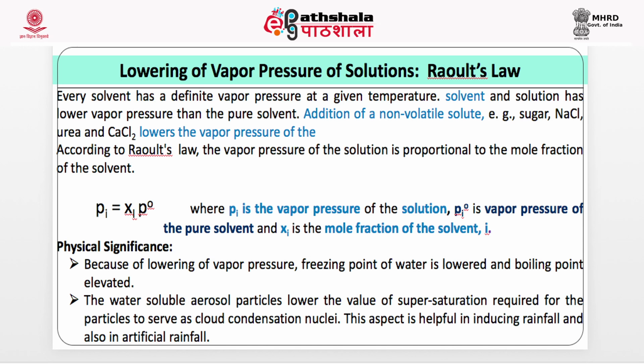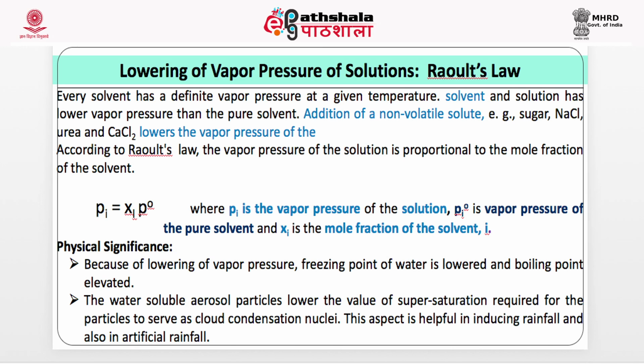Lowering of vapor pressure of solutions. This is again an important concept. What will happen? If you take water, put it in a beaker, and allow it for some time, over the surface of the liquid water there will be water vapors, and the partial pressure of water vapors will be fixed. But what happens if you add sodium chloride to water, close the vessel and then measure the partial pressure? The partial pressure will be less now, because the addition of a non-volatile solute has decreased the vapor pressure.